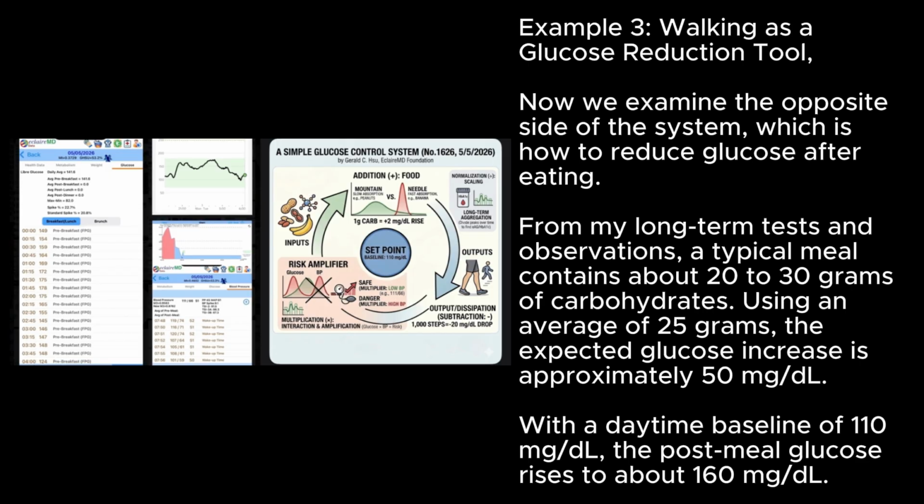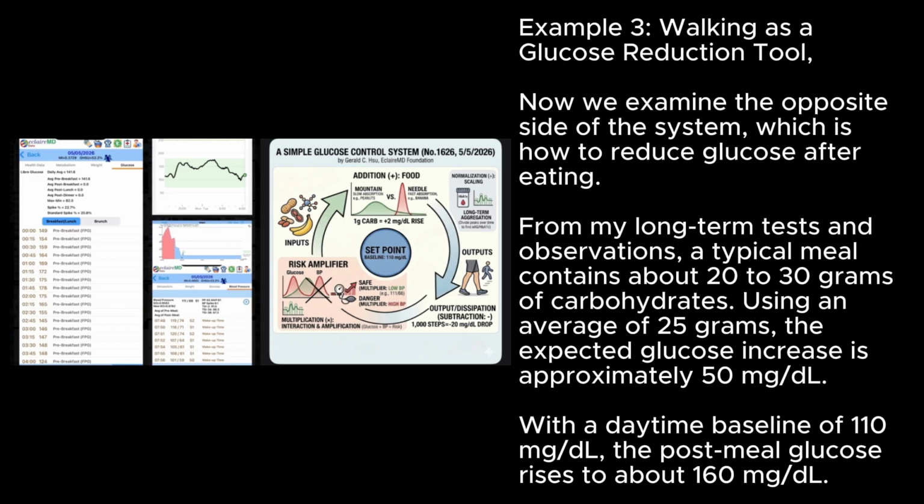Example 3. Walking as a glucose reduction tool. Now we examine the opposite side of the system, which is how to reduce glucose after eating. From my long-term tests and observations, a typical meal contains about 20 to 30 grams of carbohydrates. Using an average of 25 grams, the expected glucose increase is approximately 50 mg/dL.